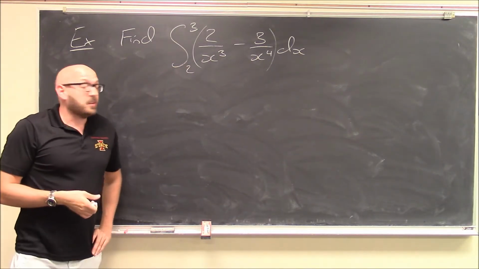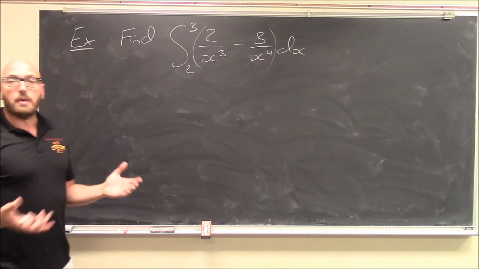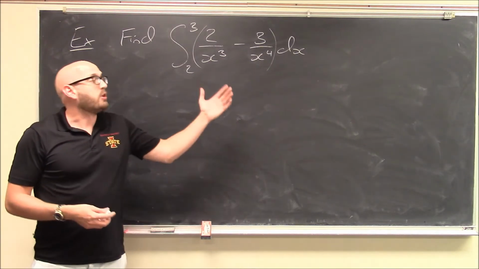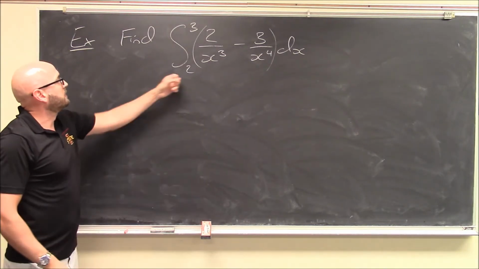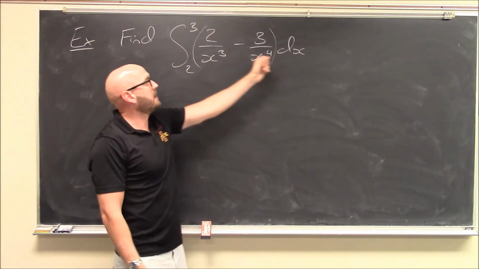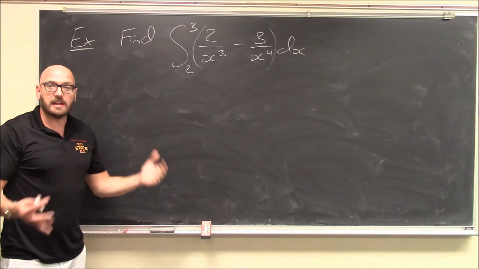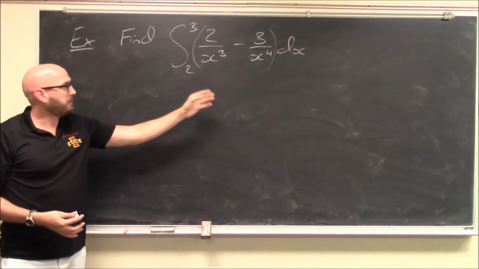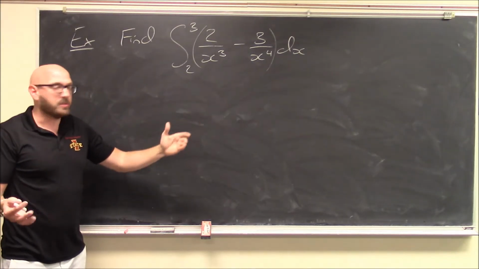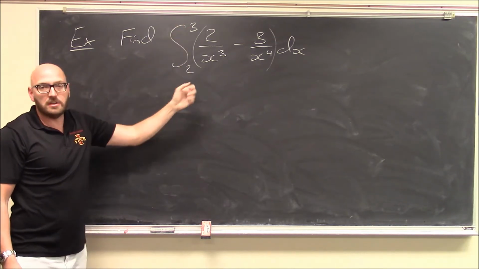So again, I think this is a good point now to try one on your own. If you want to stop the video here, try this problem. Find the integral from 2 to 3 of 2 over x cubed minus 3 over x to the 4th. And it'll proceed exactly the same as the other problems. Find an antiderivative, taking the easiest one where c is 0, and then plug in the endpoints, 3 and 2. Take the difference.